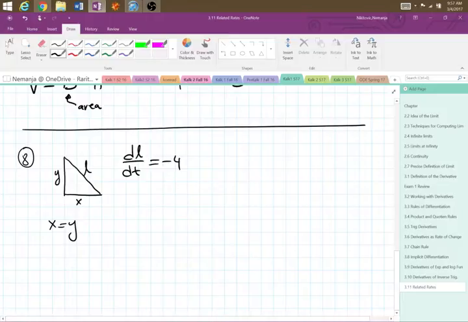At what rate is the area changing when the legs are 5 meters long? Look how I write that. At what rate? That's this peanut. At what rate? And then the area changing? When the length of the side of the leg is 5 meters long.